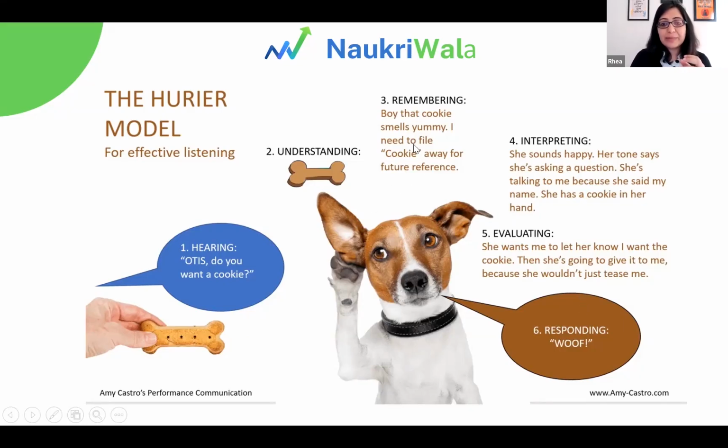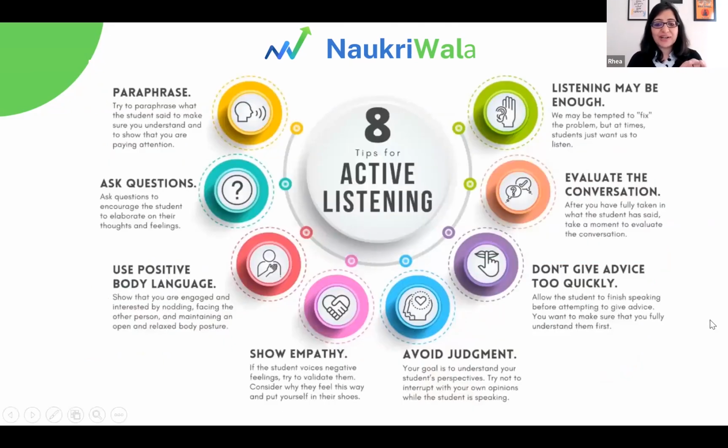But let's say he remembers that, yes, the cookie smelled really good. But last time she was teasing me. Each time I came close to the cookie, she would just run away. So if he remembers this, then what will his evaluation be? No, she's teasing me. She's just here to make fun of me. I am not going to fall for it this time. And then he just walks away. He does not move. He does not respond. All right, that's the Hurrier model.